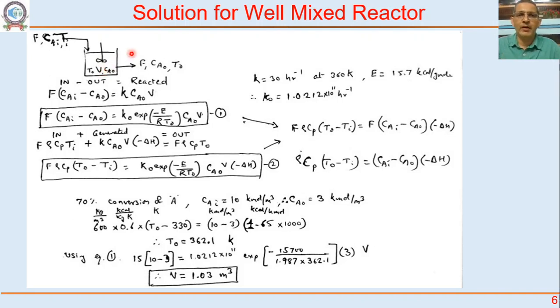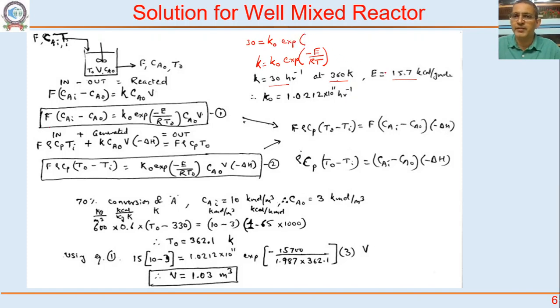Okay, so a little bit about our kinetics. First of all, what is our kinetics? Our kinetics is 30 hour raised to minus 1 at 360 Kelvin. Energy of activation is 15.7 kilocalories per gram mole. Right? Now, if you write K as K0 exponent of minus E by RT, what do we know here? K is 30 hour raised to minus 1. K0 is what we want to find out, exponent of minus E by R.